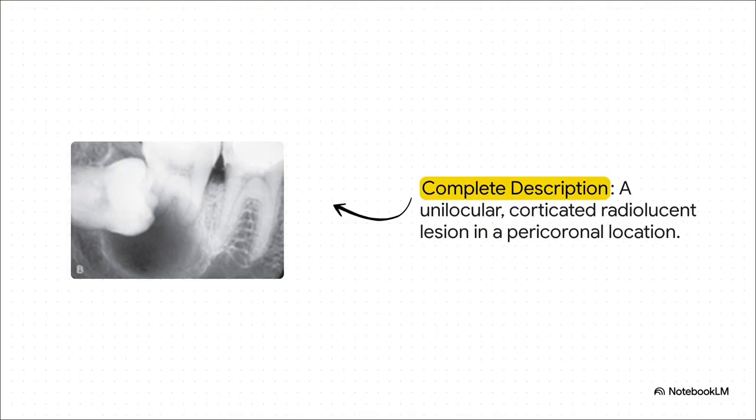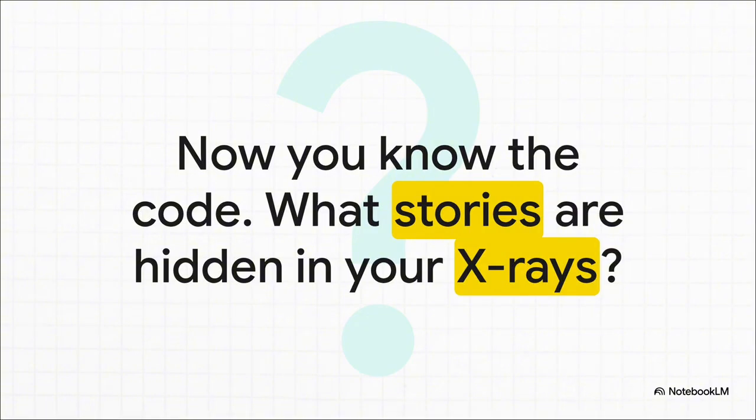See how that works? Every single one of those words paints a very specific picture. What was once just a confusing gray smudge is now a clearly described finding. That is the power of this secret language. So, you've done it. You've cracked the basic code. You've learned how to see, not just look. The next time you catch a glimpse of a dental X-ray, you're not going to see random shapes anymore. You're going to see clues, patterns, a story that's just waiting to be described. The only question left is, what stories are hidden in your X-rays?